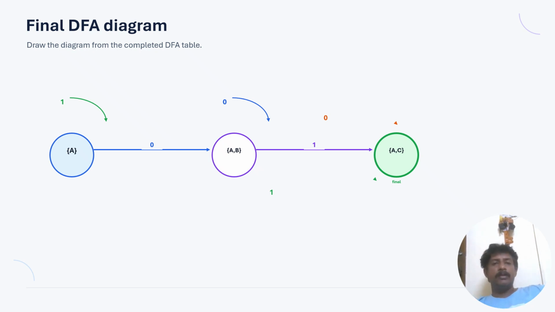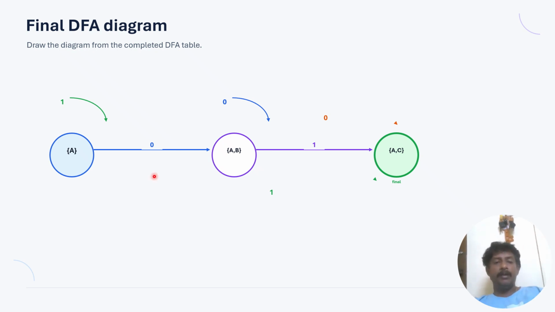Once the DFA table is completed, drawing the diagram is easy. Every row in the DFA table becomes one state in the diagram. So we draw A, {A, B} and {A, C}. A is the start state because it comes from the NFA start state A. {A, C} is a final state because it contains C. Now we add transitions using the table. From A, input 0 goes to AB, and input 1 goes to A.